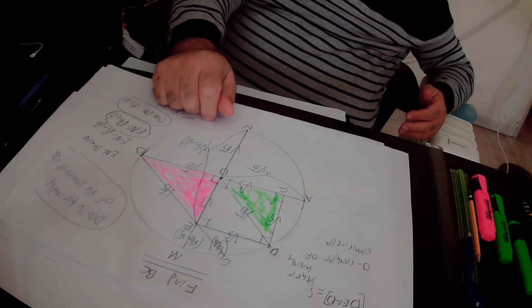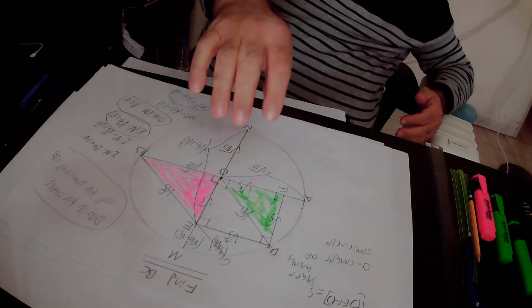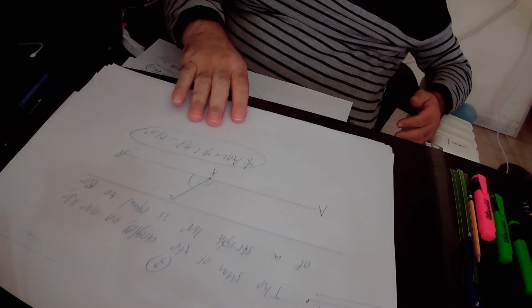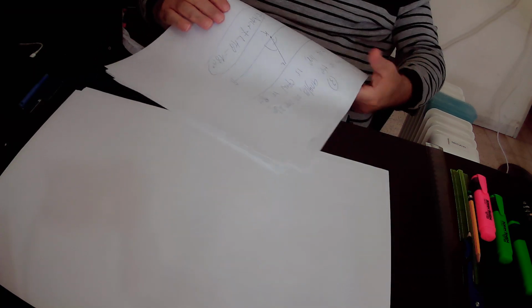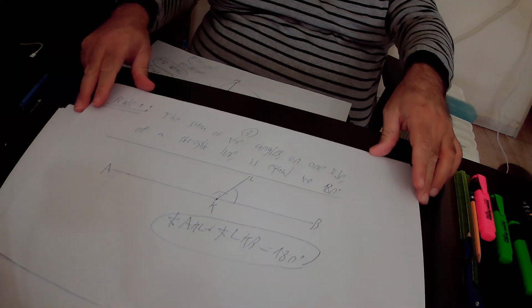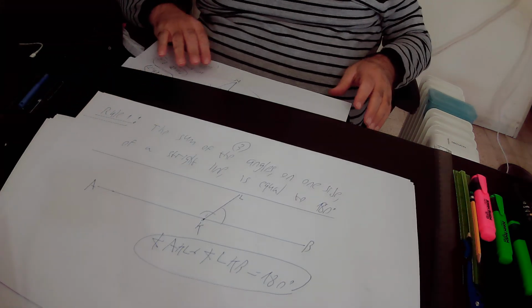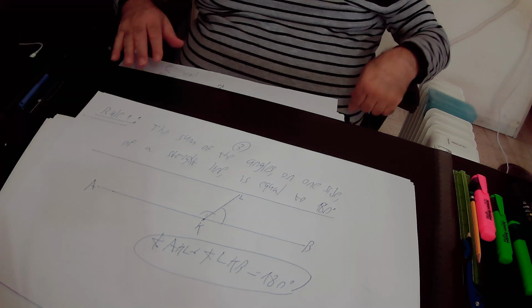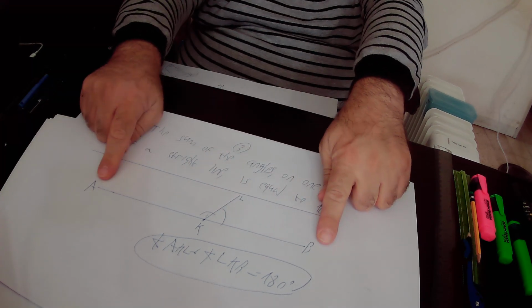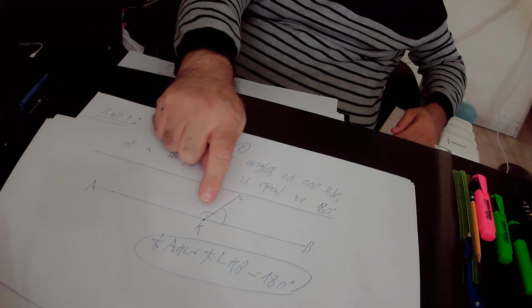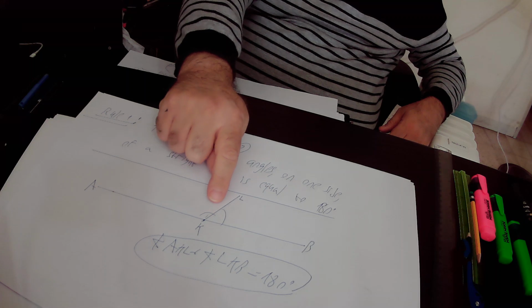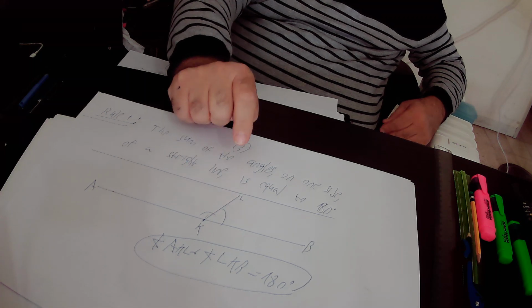Then I presented to you rule number 1 and we implemented rule number 1 in our drawing. According to rule number 1, the sum of the angles on one side of a straight line is equal to 180 degrees. So if we have this straight line AB, we choose any point on the straight line AB, for example this point K, and this is side KL.